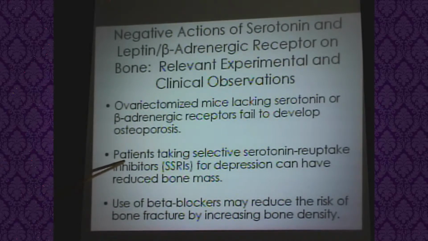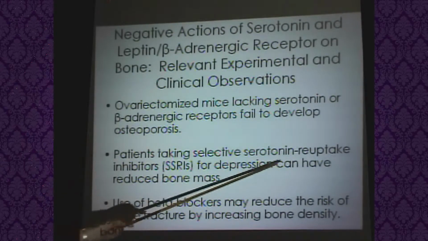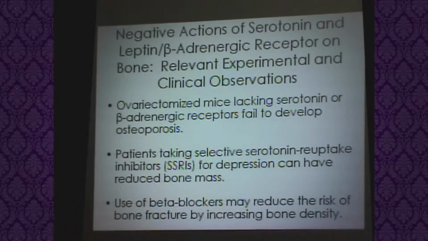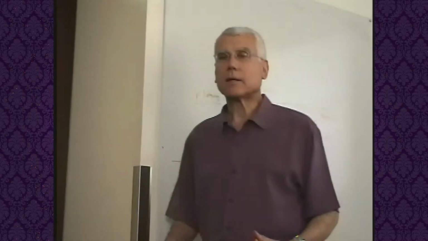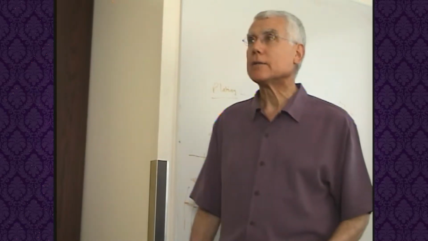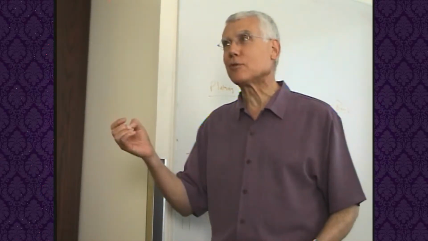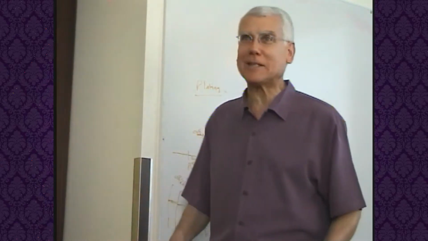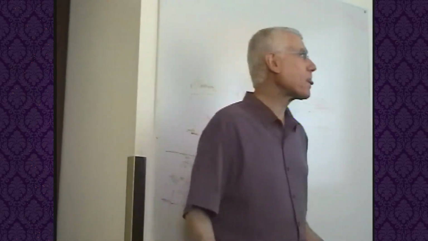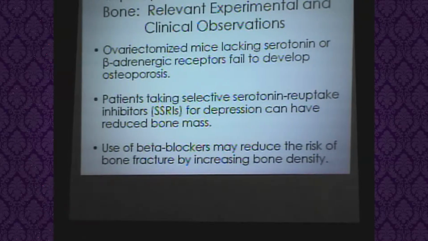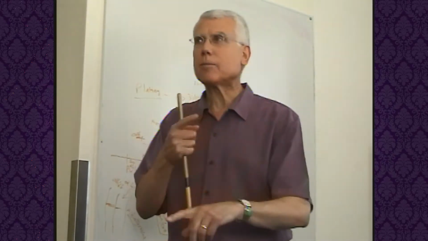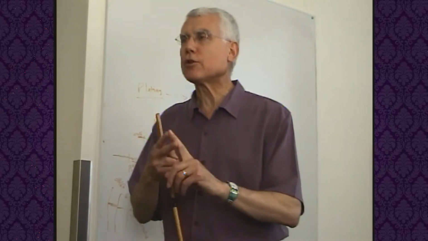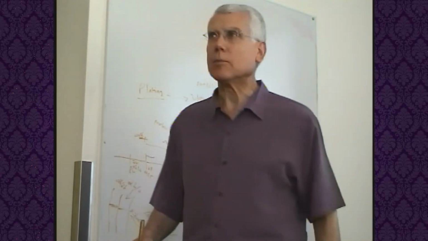And then, with regard to, I think what Ben's question was, patients taking selective serotonin reuptake inhibitors for depression can have reduced bone mass. There is an abundance of observational studies. So not only are we going to have to develop new drugs, but some of those new drugs will have to treat possible bone loss in this huge population of patients who are being treated with SSRIs for depression. And finally, the use of beta blockers may reduce the risk of bone fracture by increasing bone density in a number of epidemiologic studies. So this brings up the possibility of some kind of beta blockade or some kind of serotoninergic antagonism for treatment of bone loss during aging.